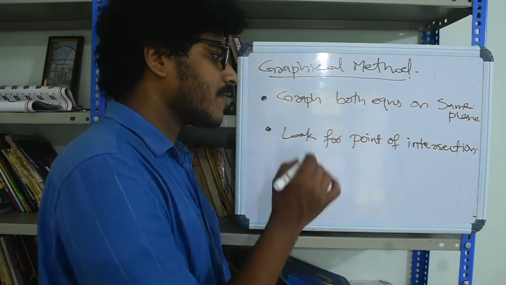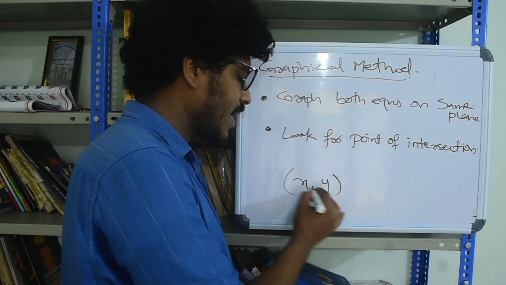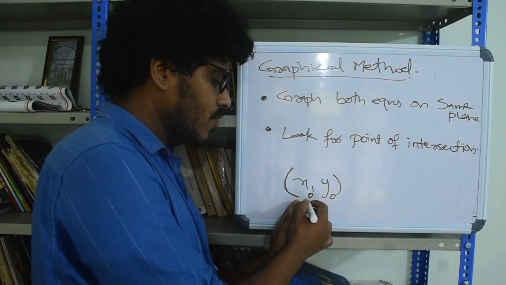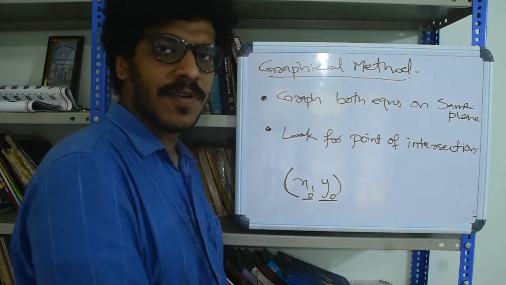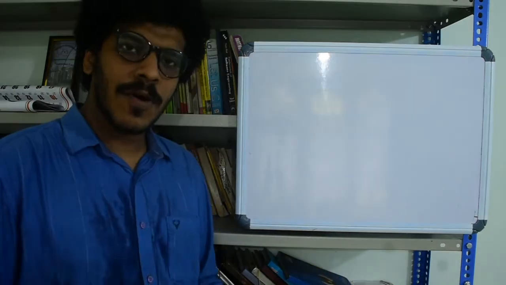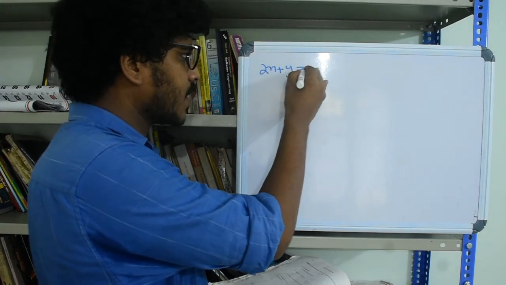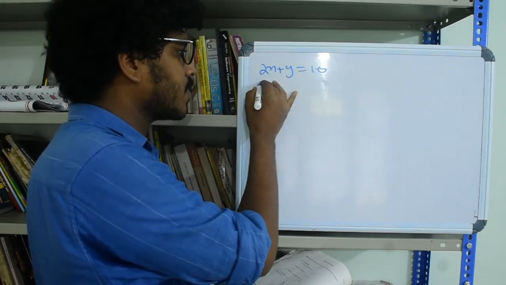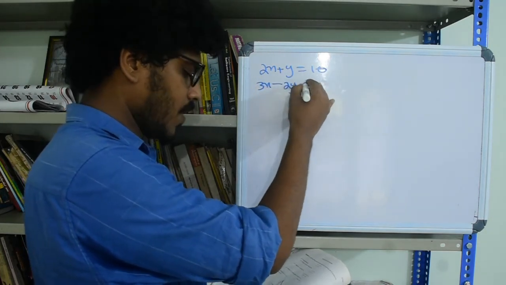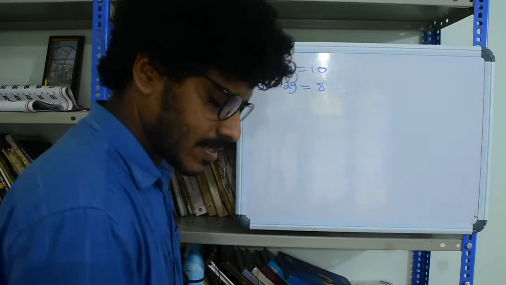See, that particular point of intersection, using the Cartesian coordinate system, we can identify that point with a pair x, y, say x0, y0, and these two values will give the solution for x and y, which will solve the two equations simultaneously. So now let's try an example. Consider these two equations, 2x plus y equal to 10 and 3x minus 2y equal to 8. So we need to solve these two equations simultaneously.